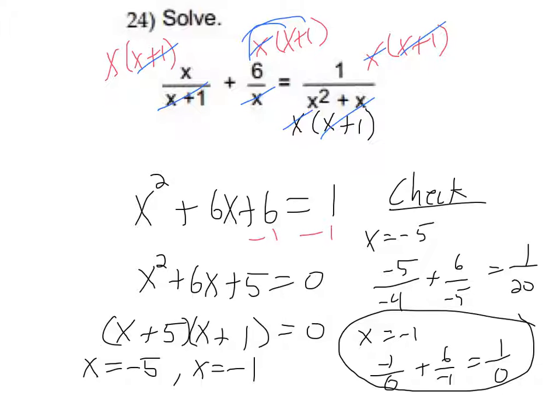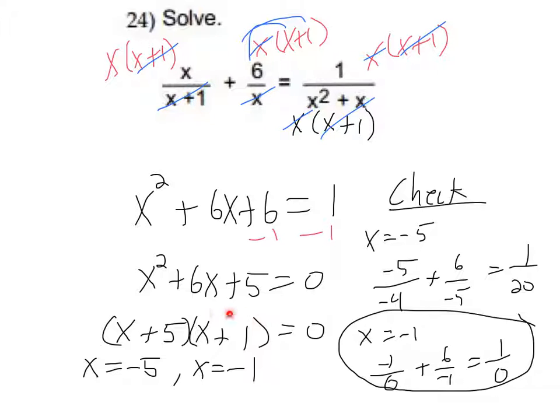Often, when you are solving these rational equations, you will find answers that make the denominators 0. That's really what you have to check for. x equals negative 5 did not make any of the denominators 0, so unless you made a mistake, that's one of the answers. But x equals negative 1 made these two both go to 0, and you can't do that.